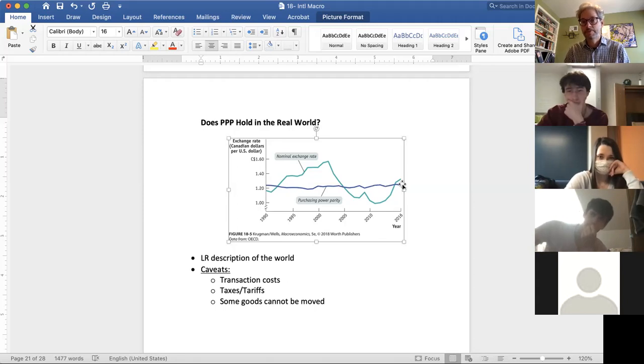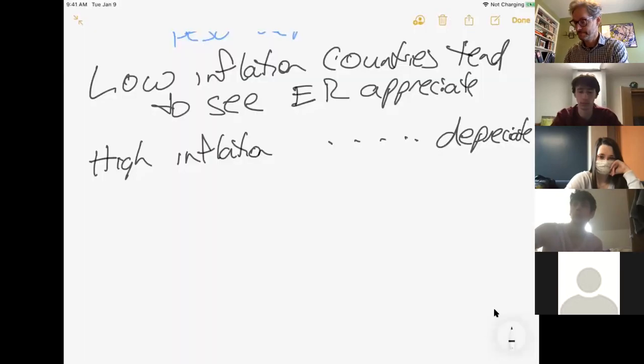So, how are you supposed to interpret that? Well, purchasing power parity is a pretty good description of the world, but it's not perfect. And why isn't it perfect? Well, it's not perfect because in general, you can't arbitrage quite as nicely as this theory suggests.